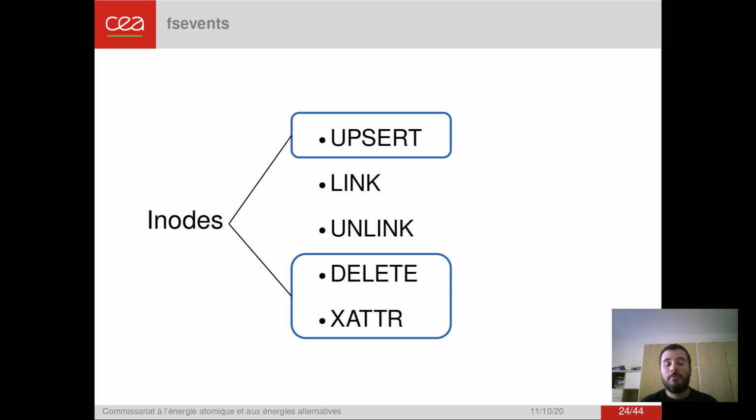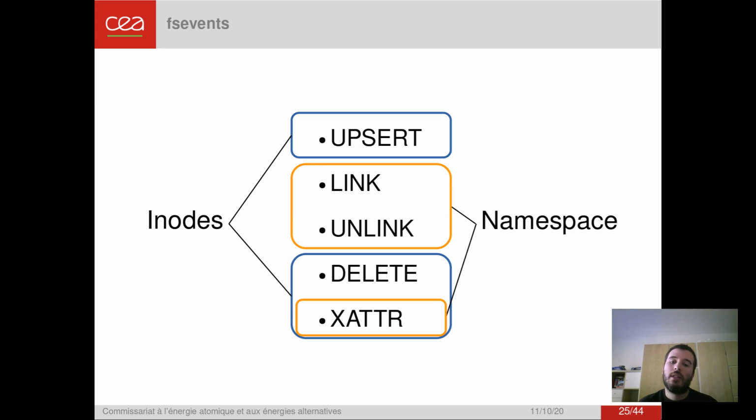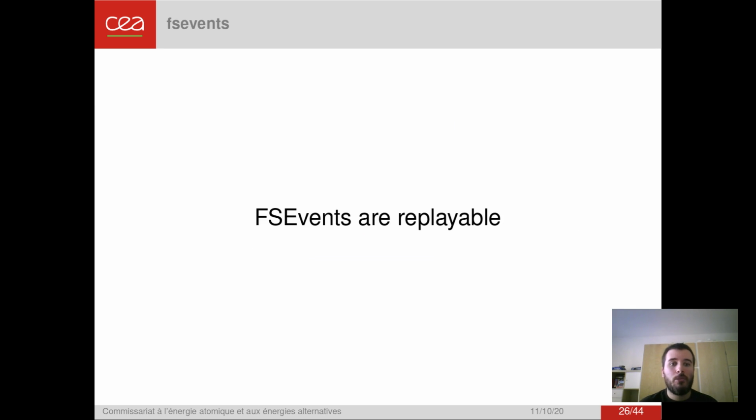3 of those are inode related metadata updates. Those are upserts, deletes, and xattrs that attach to inodes. 3 of the ones that are left are namespace related. This is link, unlink, and xattr. Xattr is mentioned twice because, as I just said, they can both be attached to inodes or namespace entries. So there are actually 6 different types of FS events. One very important property of FS events is that they are replayable.